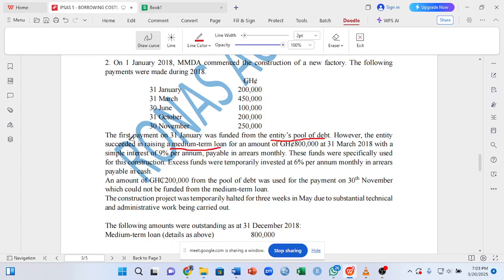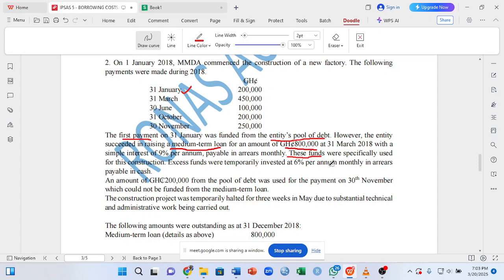Yeah, the first thing it says here was that the first payment, which is the one on 31st July, was funded from the entity's pool of debt. So that should tell you that this amount of money is from the entity's pool of debt. Then it went on to say, however, the entity succeeded in raising a medium-term loan for an amount of 800,000 at 31st March 2018 with a simple interest in arrears. And it went on. So these funds are referring to what? The medium-term loan. Okay, 800,000. So that was the only thing you left out. Apart from that, everything you said is correct. Correct. Okay, so that's good.